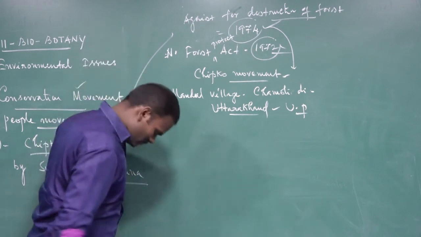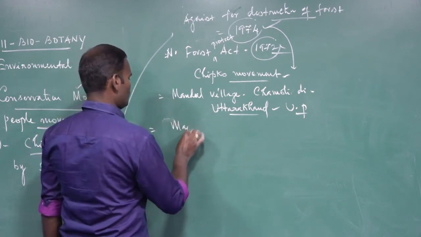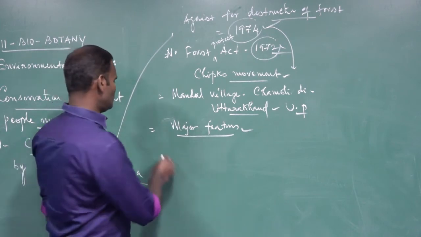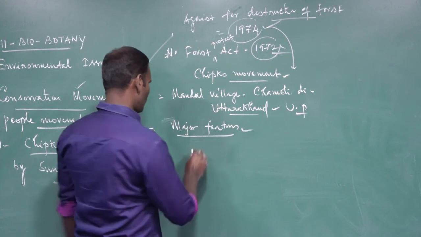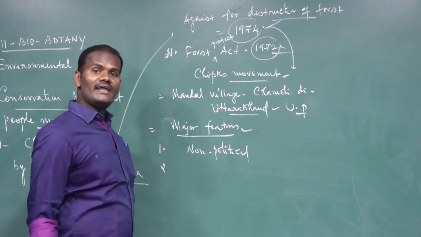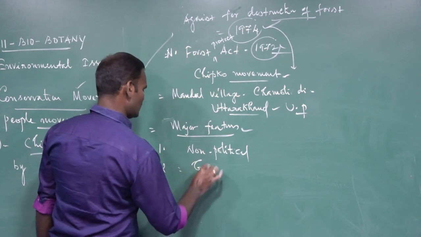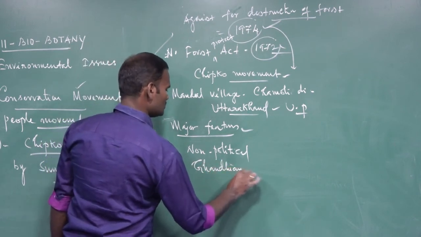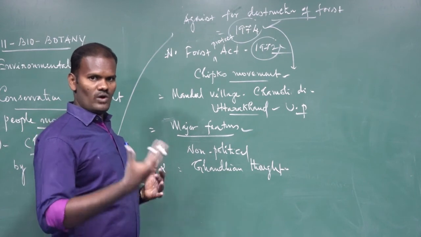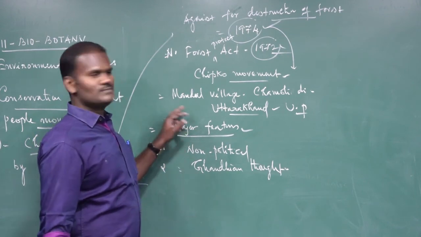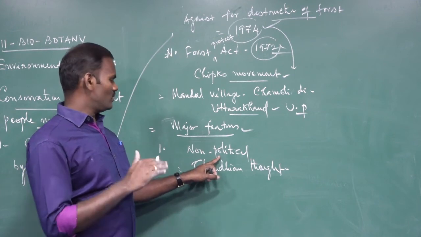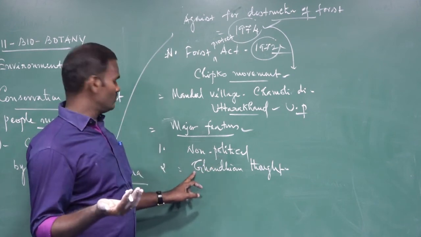So what are the major features? The major features of this Chipko movement: the first feature, it remains non-political. There is no difference based on any politics. The second one is that it is a voluntary movement based on Gandhian thought.